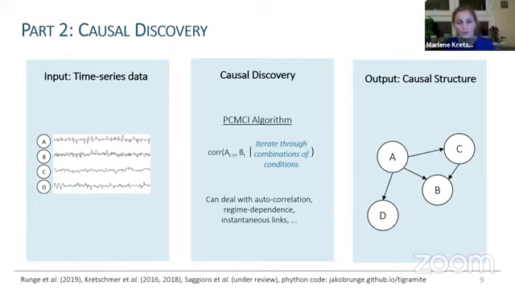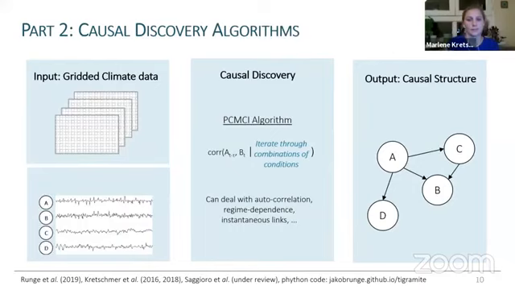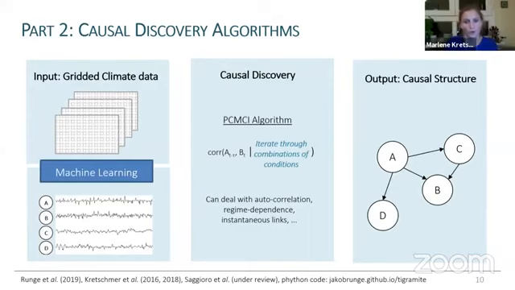But we can also go a step further and address the situation when we don't even have time series, but all we have is our gridded climate data from observations or climate models, for example. So from the gridded climate data, we want to extract time series, which we then put in our causal discovery algorithm. And this is, of course, pretty much an optimal situation for machine learning, to find these spatial temporal patterns to get from gridded data to time series.